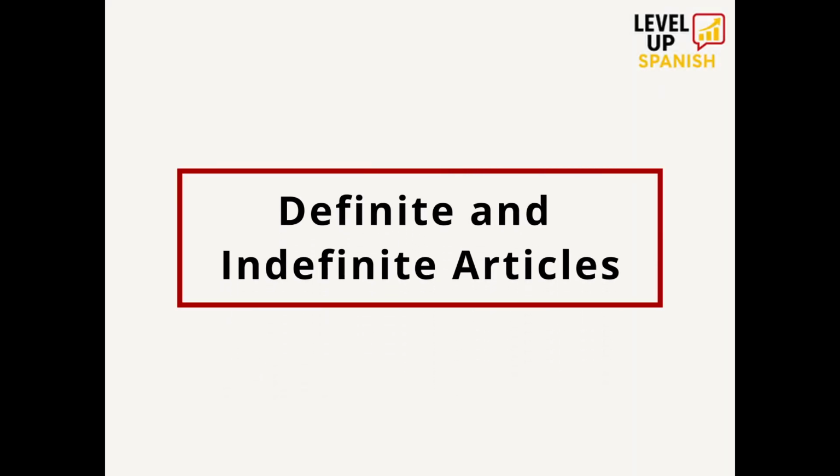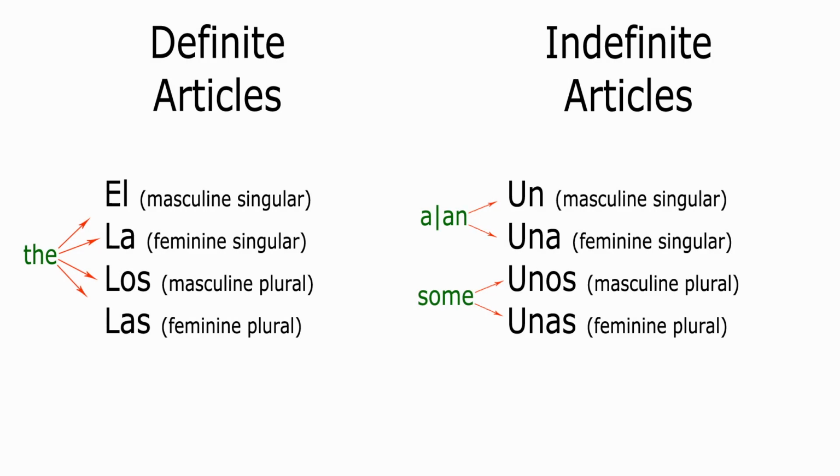Definite and indefinite articles. What is an article? In English, we use words like the or a or an before nouns. These are called articles. Spanish uses articles too, but they must match the gender and the number of the noun.